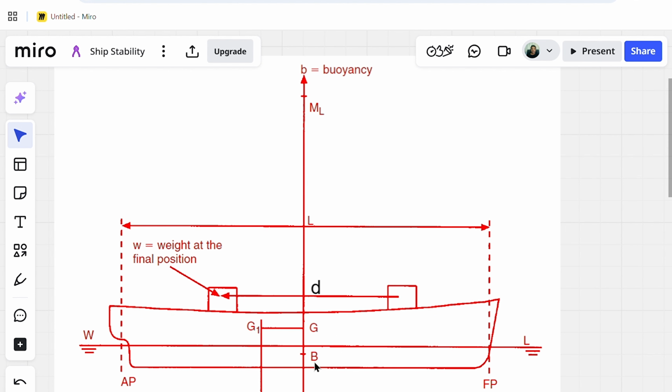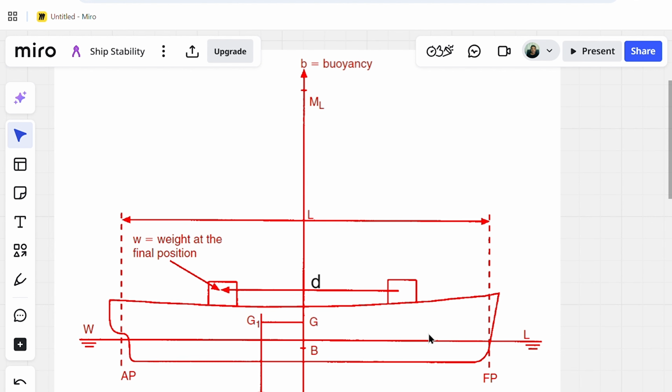Now let's see this diagram sketch here. It's a vessel on even keel. Center of buoyancy and center of gravity both are vertically in line with each other. Then as we go up we find this ML, longitudinal metacenter. So how does this longitudinal metacenter, like in initial stability, appear?